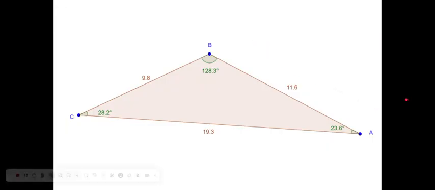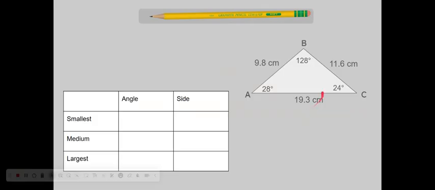Okay, so here is just a summary of what I would have measured on paper. This is not the answers to the warm-up, but how do we put it in the little table right here? So the smallest angle, if I look at my 3 angles, is 24, and that's called angle C. My medium angle is 28 degrees, and that's angle A. And my largest angle is 128, that's angle B. You can check your measurements by making sure they all add up to 180 degrees.